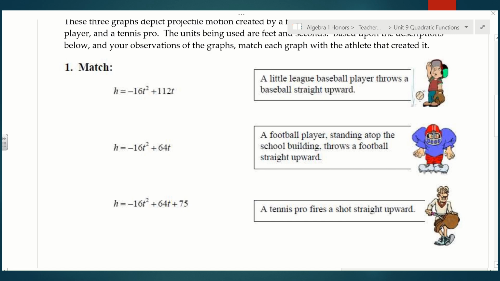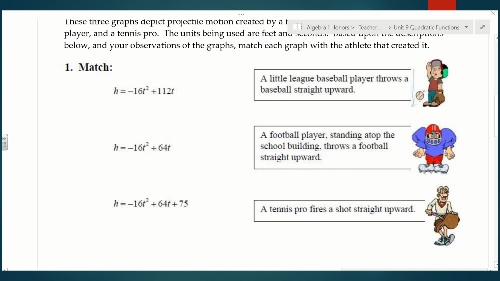Let me go back. It says the units being used are feet and seconds. So in the first equation, we'd be saying that the velocity of whatever ball we're talking about is 112 feet per second. That's what that middle term represents.